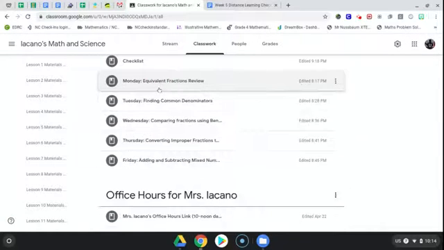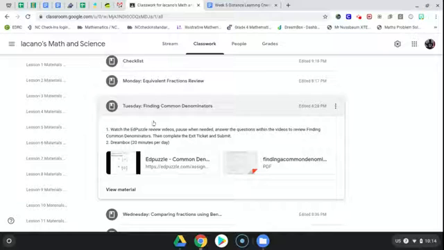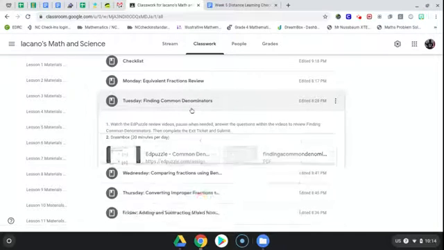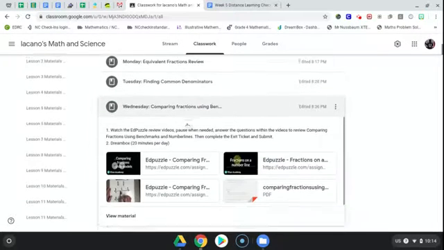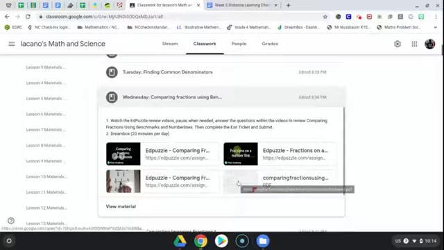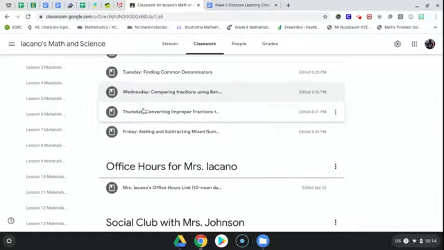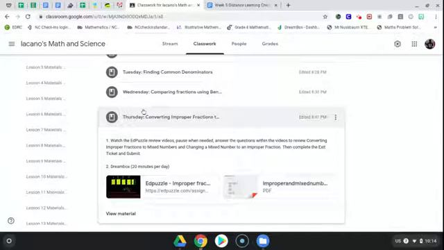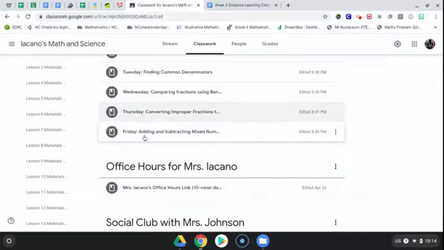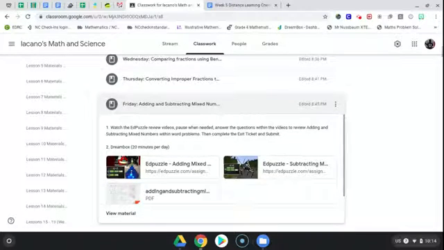Same thing for Tuesday. There's only one video and an exit ticket. Wednesday, there are 3 videos and an exit ticket. Thursday, 1 video and an exit ticket. And Friday, 2 videos and an exit ticket.